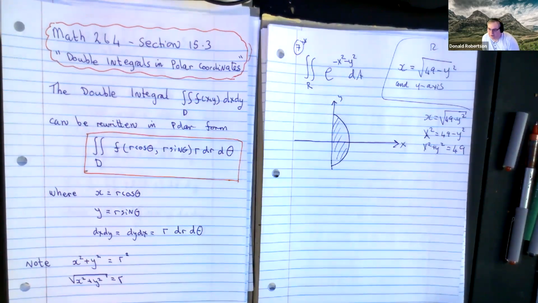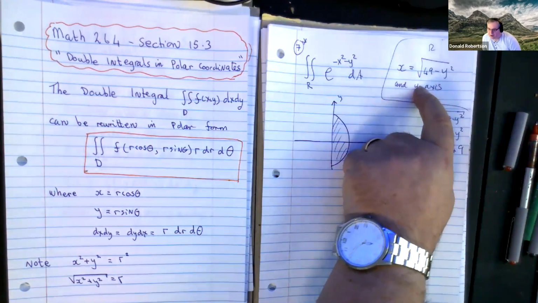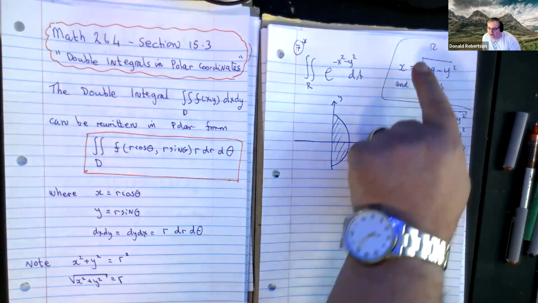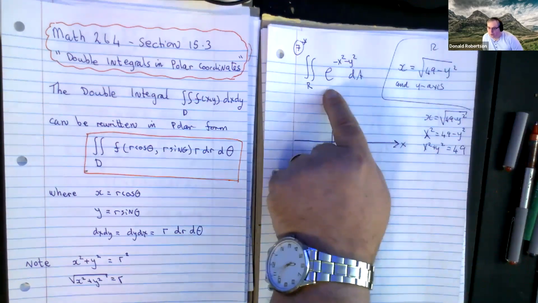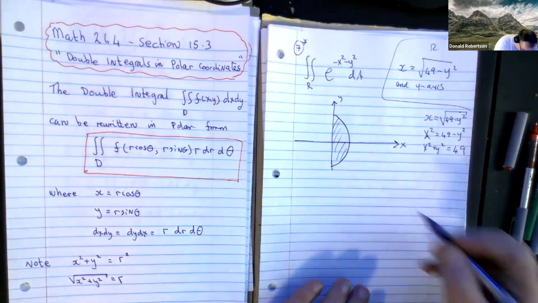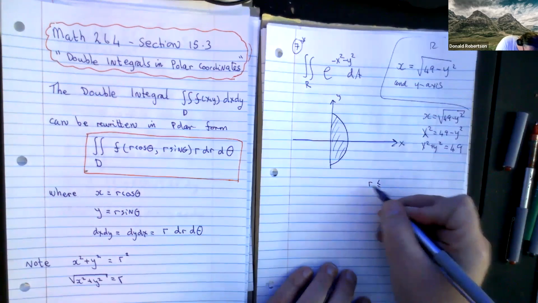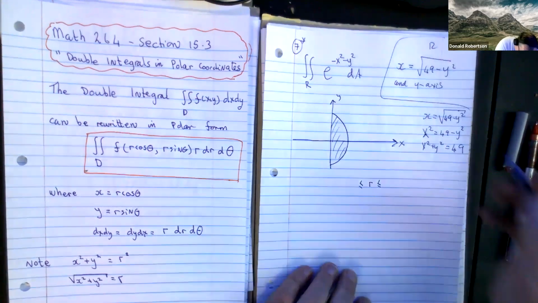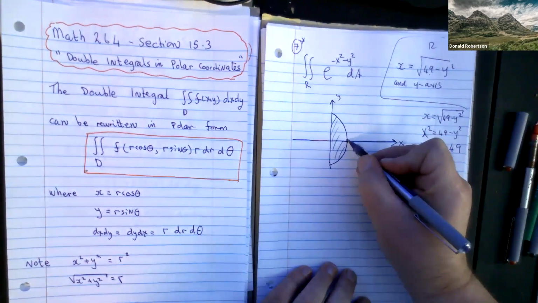Are you okay with that? That this, along with that, essentially is the right-hand half of a circle, and the y-axis is just emphasizing that. Now I'm going to do the R. Oh, by the way, the radius of that circle is 7.